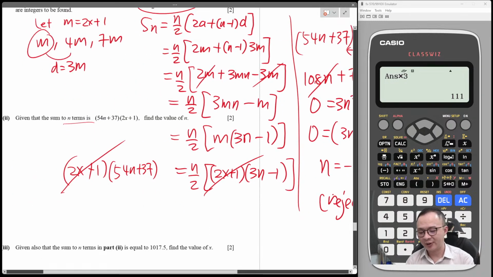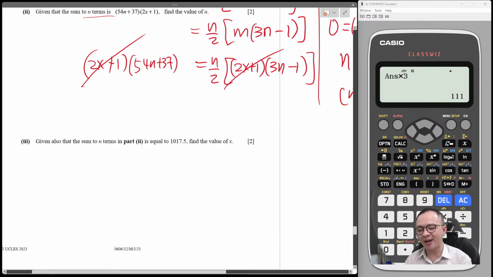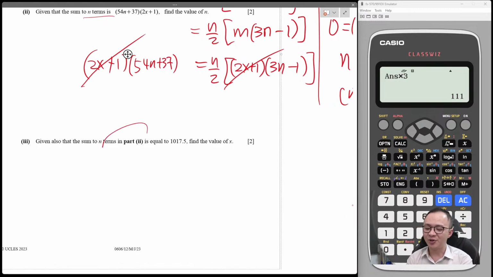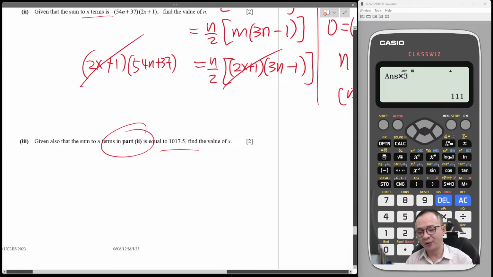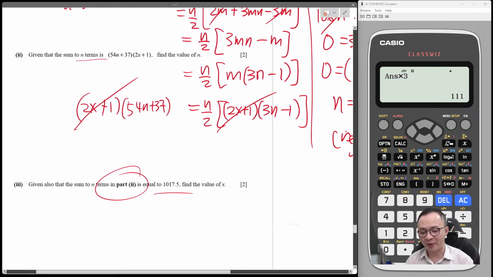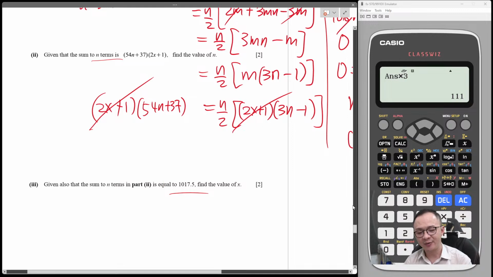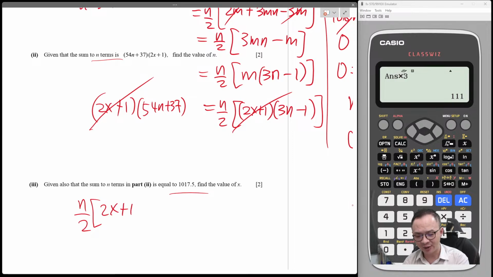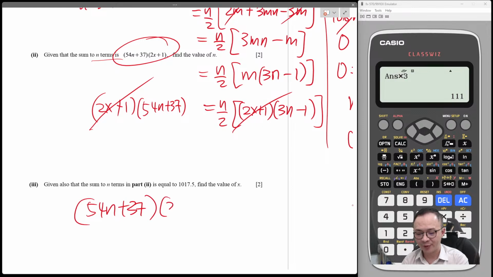Okay, so lastly, given also the sum of the n terms in your part 2. Basically, you can use your part 2 answer, equal to 1017.5. So I will just sub into here. This is 2x plus 1, 3n minus 1 equal, oh, no need. Since they are equal to this one, I use this one, it's easier. n plus 37, 2x plus 1 equals 1017.5.